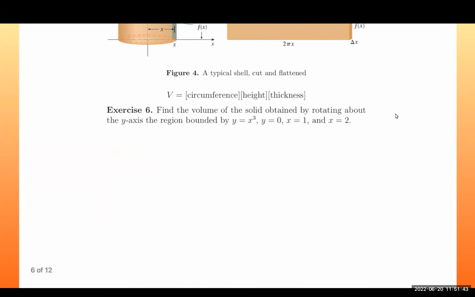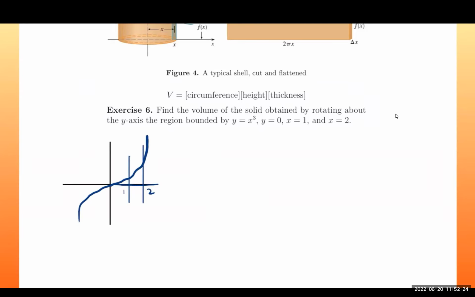So let's look at the first example. Find the volume of the solid obtained by rotating about the y-axis, and you got these functions that are bounding the region. So let's graph those. So y equals x cubed, that is our cubic function that looks something like that. y equals 0 is this horizontal line that goes that way. x equals 1 is this vertical line that goes this way. And then x equals 2 is also a vertical line that goes that way. So this is 1, this is 2.